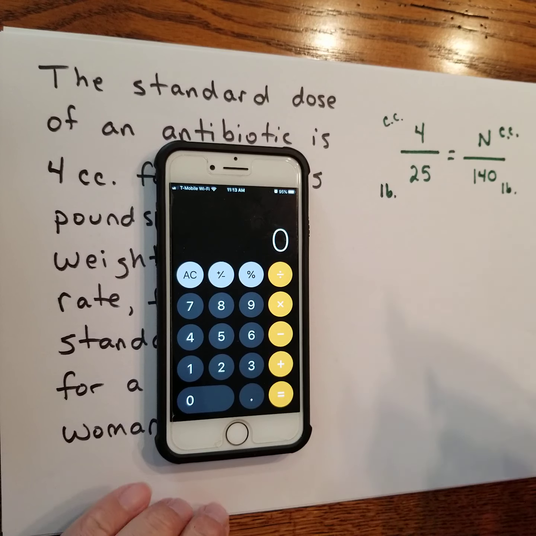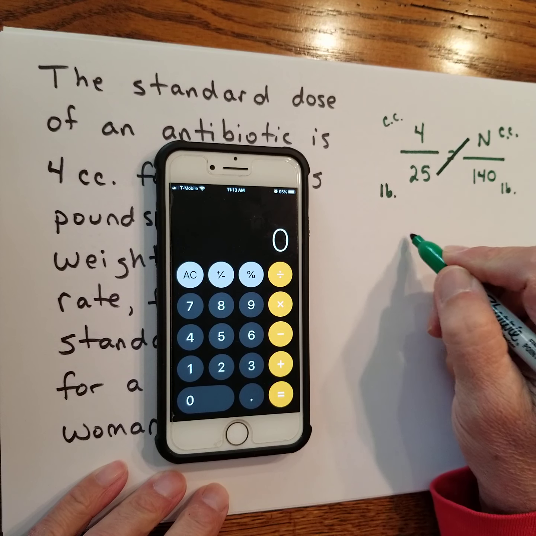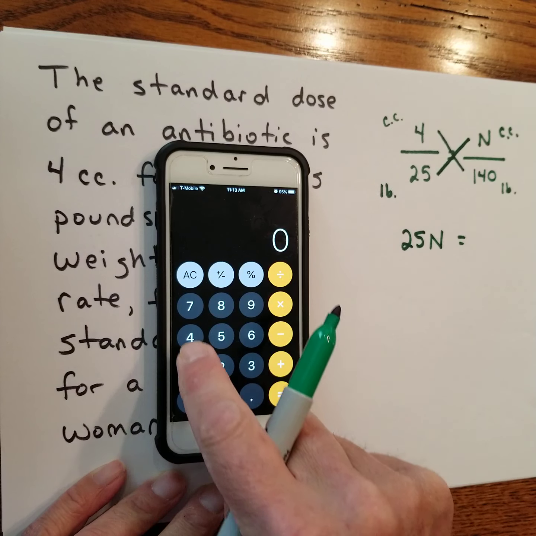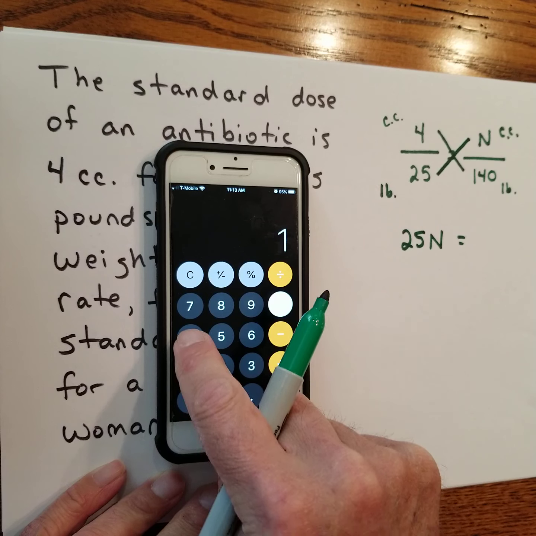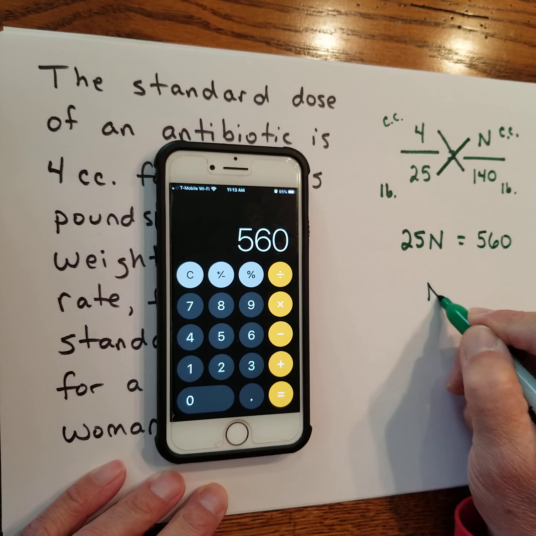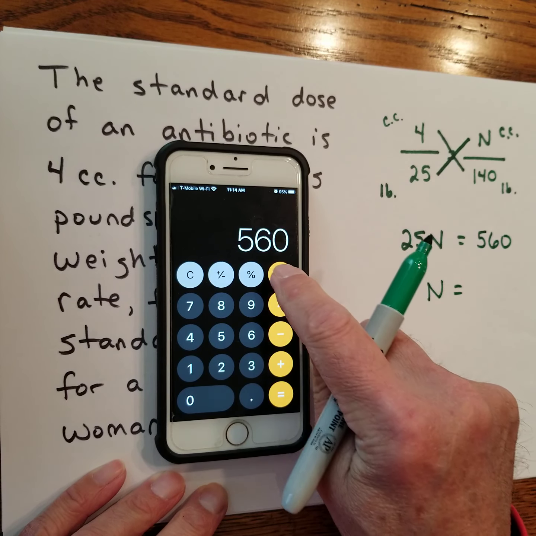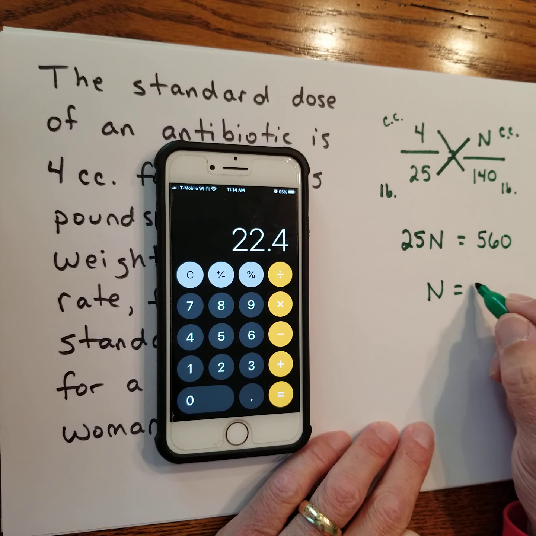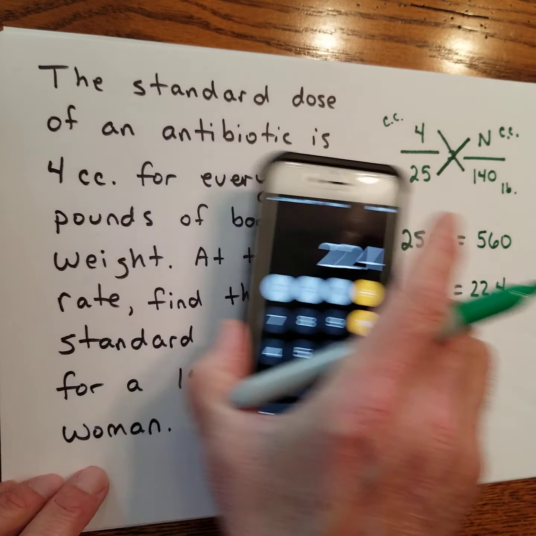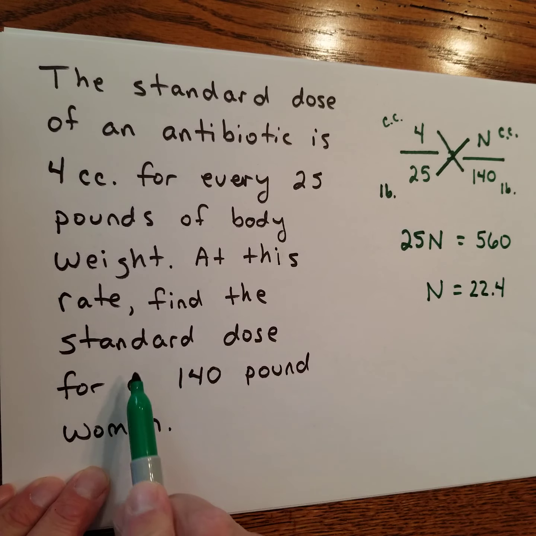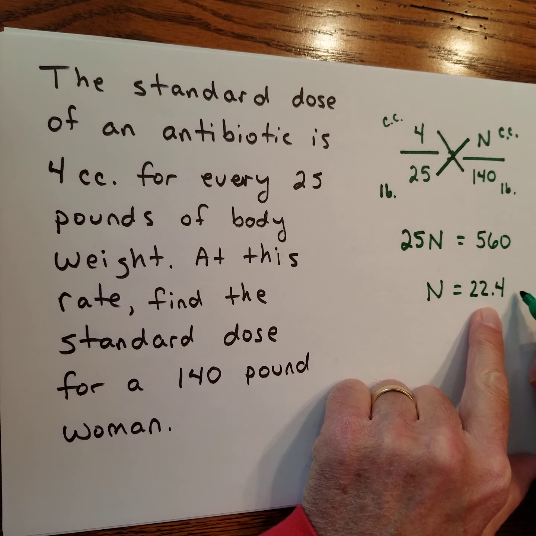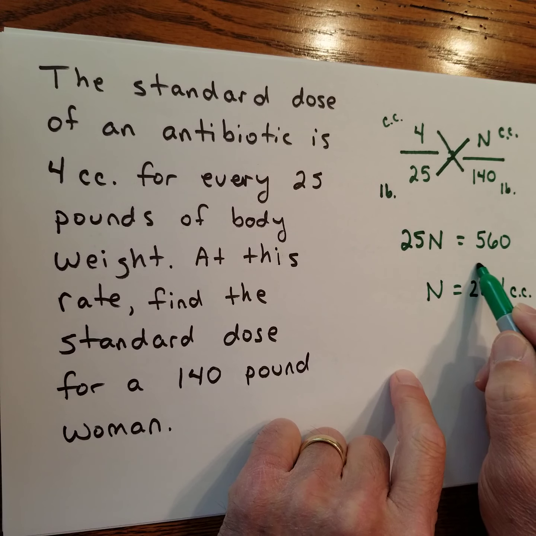We'll multiply diagonally. Multiply this way, 25 times n, and multiply this way, 4 times 140 is 560. Now divide. 560 divided by 25 is 22.4. Finally, we'll label the answer. What were we looking for? We were looking for the standard dose in cubic centimeters. So the standard dose would be 22.4 cc's. Beautiful.